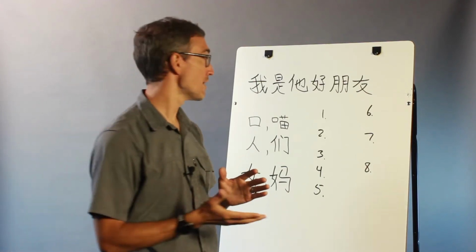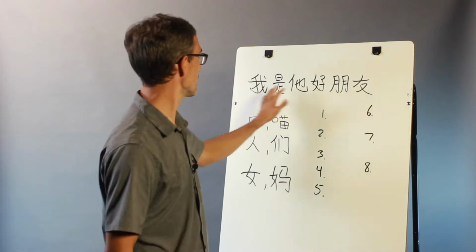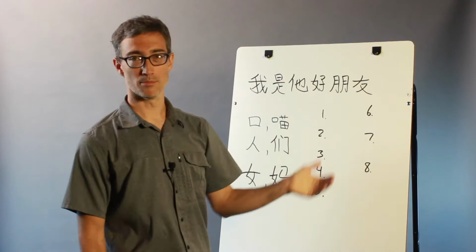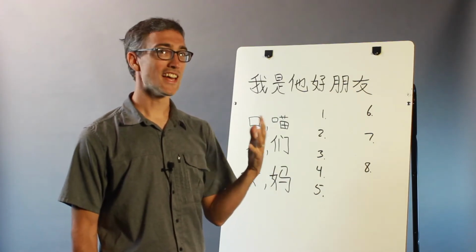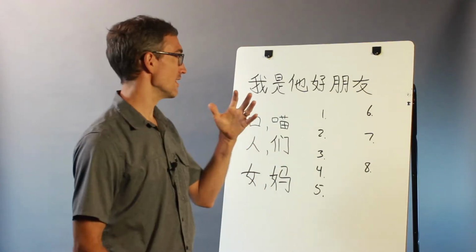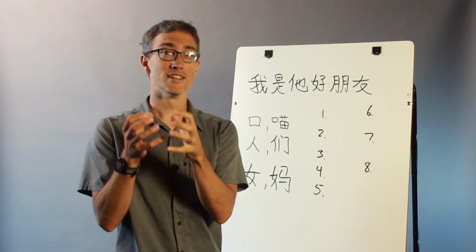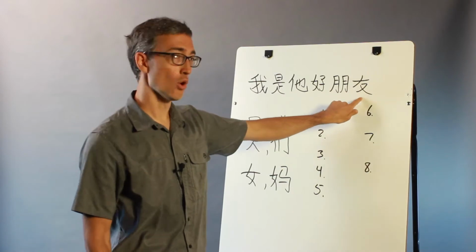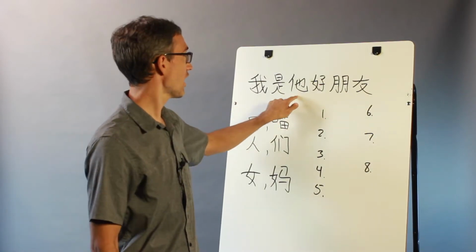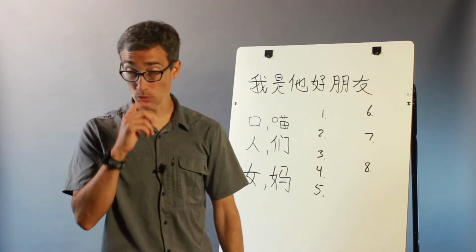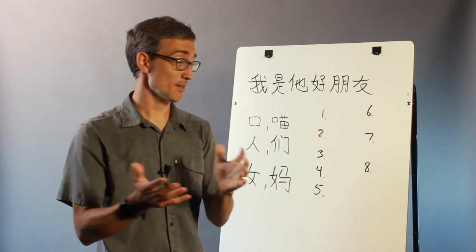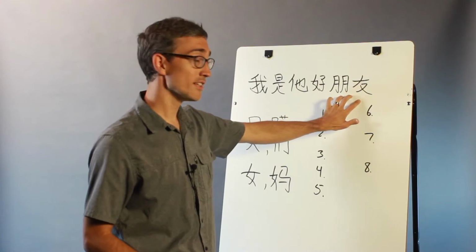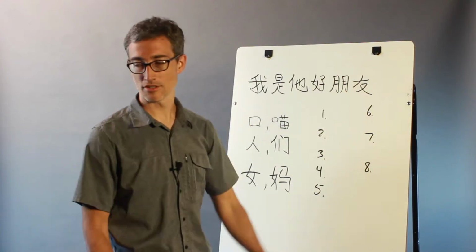Okay, another thing about characters: here's a sentence with 1, 2, 3, 4, 5, 6 characters. Each character is a syllable. It's not a letter, it's not a part of a syllable, each character represents a syllable. 我是他好朋友. So we have 6 syllables in this sentence. 朋友 is a word, it's a meaning unit, but it's 2 syllables and it's 2 characters.